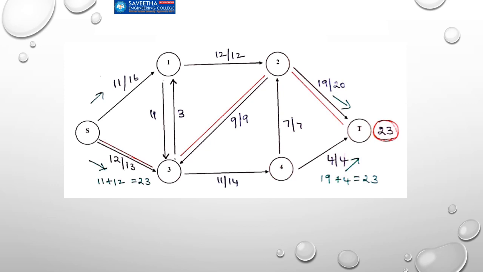So now we can check for two things. One is from the source, on this side there is 11 coming out. The remaining is 11 here. And here it is 12. So 11 plus 12 is 23. So from the source, a flow of 23 is coming.